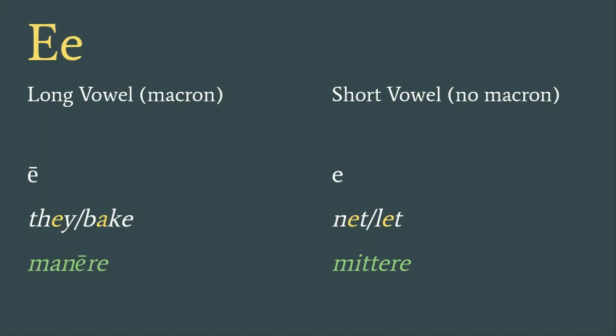The short E is the E like in net and let. Or bet is another one. So it's the difference between A and E, right? So again, down below in Latin, you have manere, long E, and mittere, short E, the sound like in net or let. So they're making two different sounds.